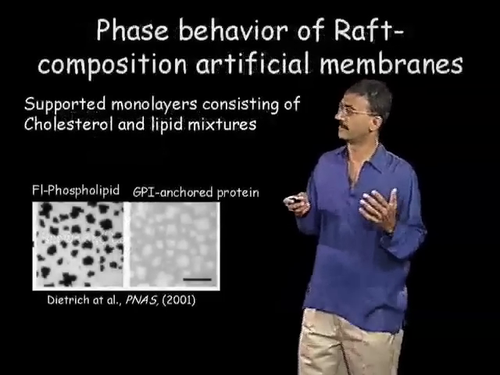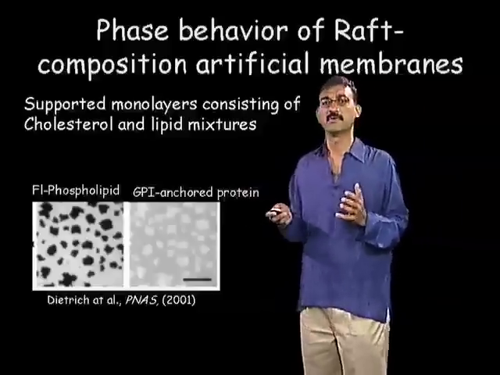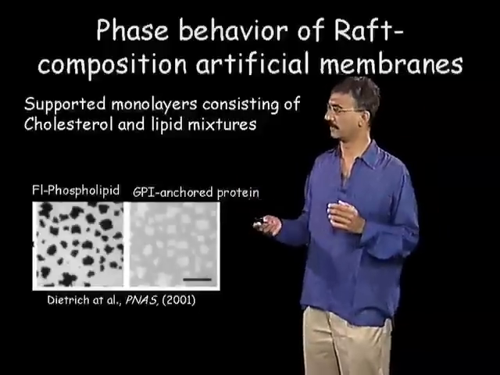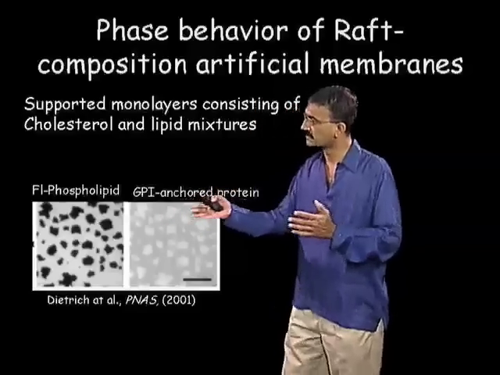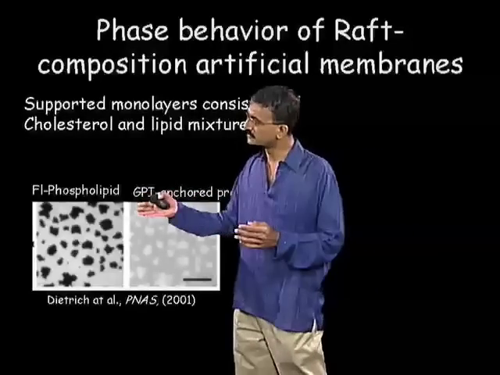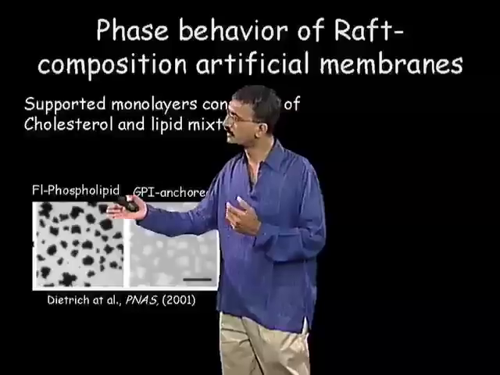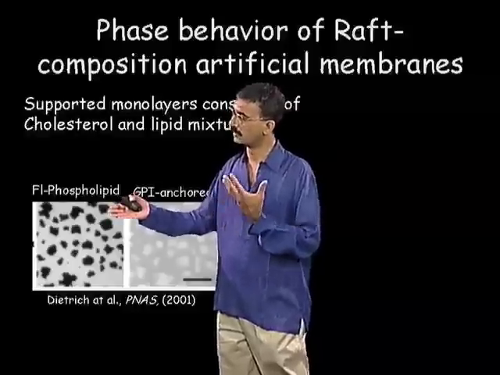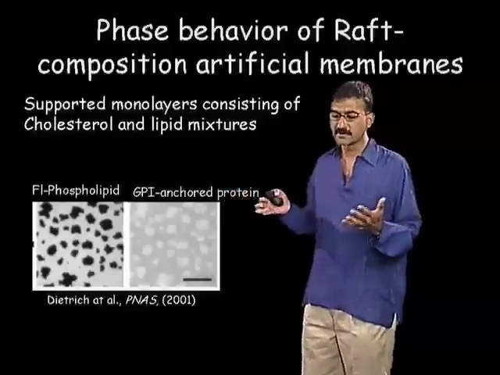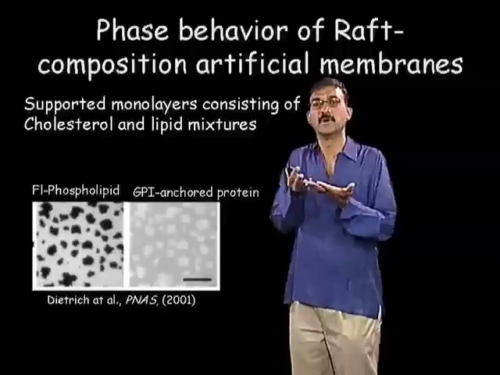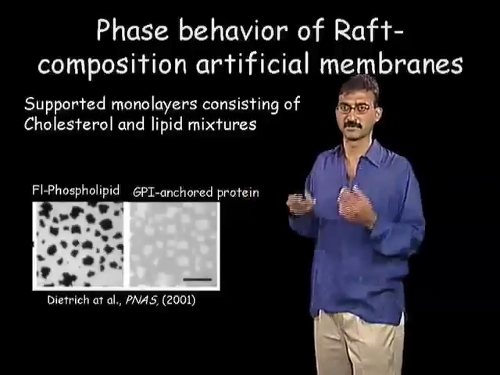And if you look at the phase behavior of these raft composition artificial membranes, one can see macroscopic segregation of lipid domains. In fact, you can see regions of this artificial membrane which can concentrate GPI-anchored proteins that have been added to them, and in fact exclude phospholipids that have been put into the same membrane. So these artificial membranes revealed the capacity of lipids to naturally segregate components when they were introduced into the same membrane.